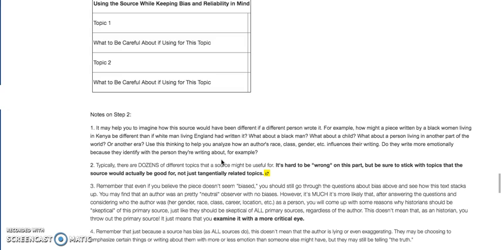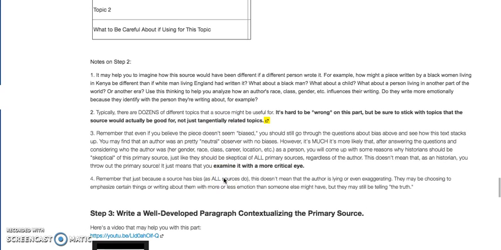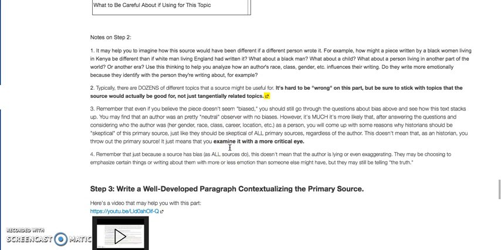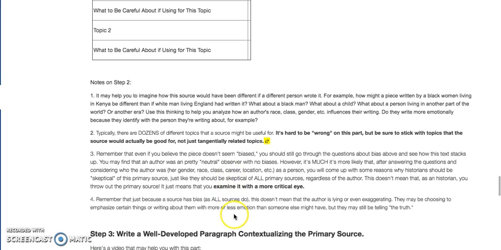It's really hard to be wrong on this part. Just stick with topics that the source would actually be good for, not things that are related really tangentially. That's something you should keep in mind. And this we've already talked about, so I'll leave it there for you to read. Just remember that every source you run into is going to have bias, but that doesn't necessarily mean you should throw it out. So that's step 2.